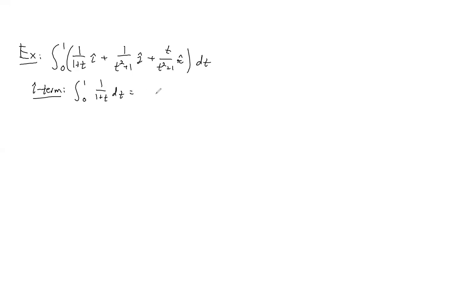Now, you can do this with the u substitution if you really wanted to be precise about this, but maybe you don't even have to. I suppose you could say u equals 1 plus t, and du would just be dt. That would turn this into the integral from 1 to 2 of 1 over u du, which is ln of u from 1 to 2, which is just ln of 2. So that's not very hard at all. Just basic u substitution. The j term is not as obvious.